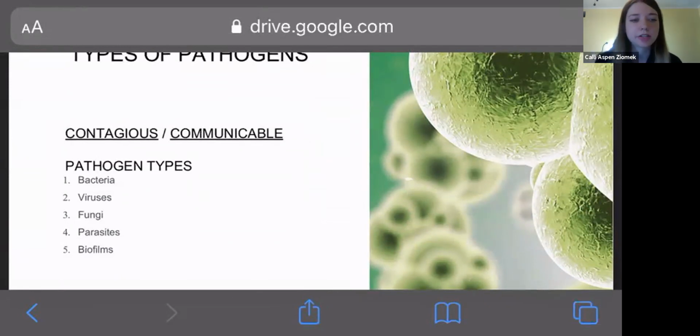So you have bacteria, viruses, fungus, parasites, and biofilms. So you have to figure out which ones of those are contagious and communicable, which ones of those are good, and which ones of those are bad. So there's pathogenic bacteria and non-pathogenic bacteria. Pathogenic bacteria, those are bad bacteria. Non-pathogenic bacteria are the good ones.